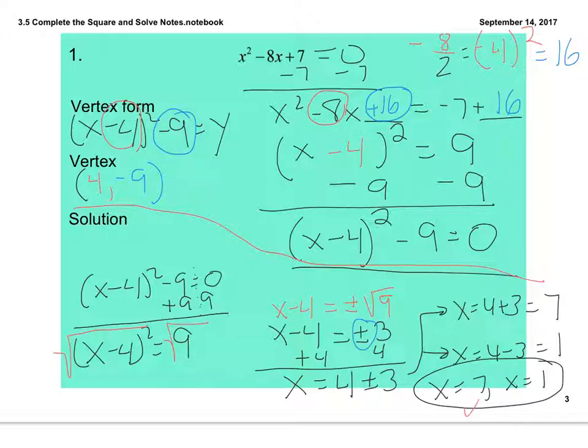If I look at it from x equals 1, I get 1 squared minus 8. So 1 squared would be 1, minus 8 is negative 7, plus 7 is going to be 0. So those answers both check out.